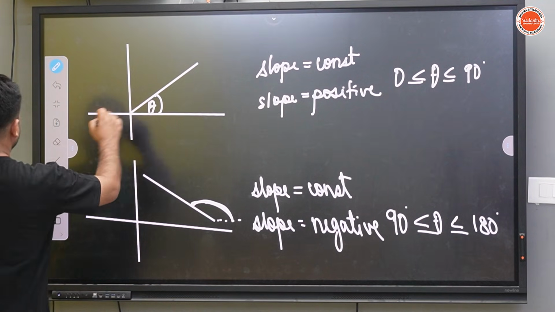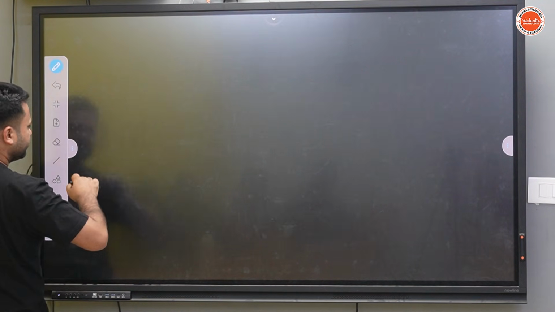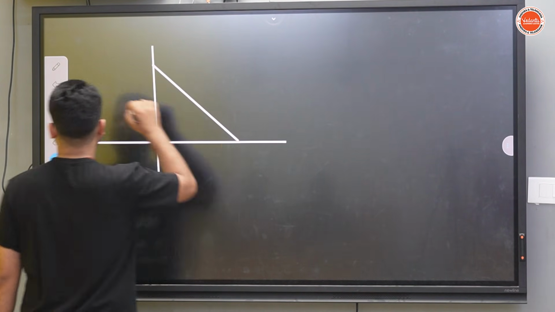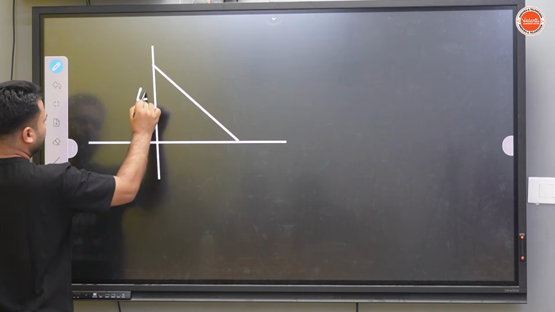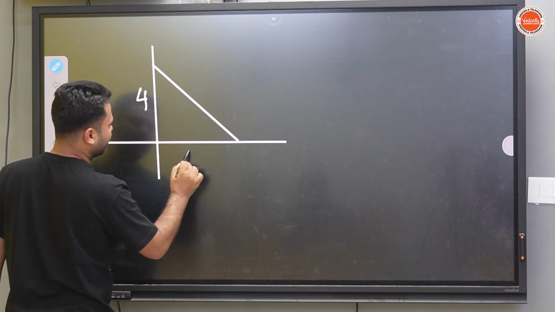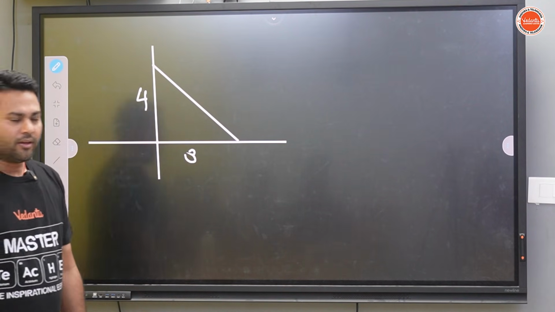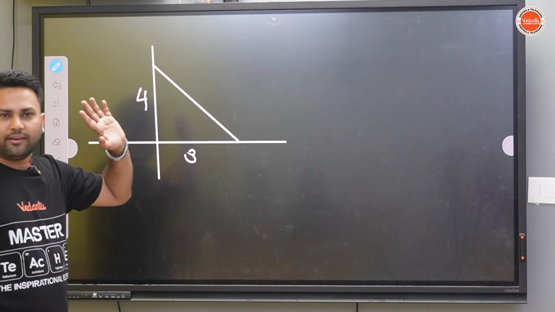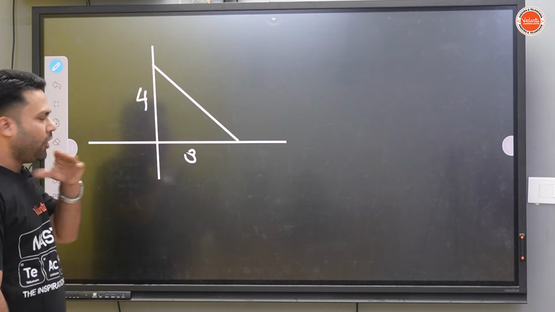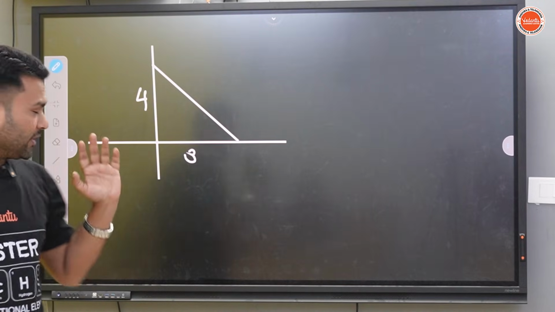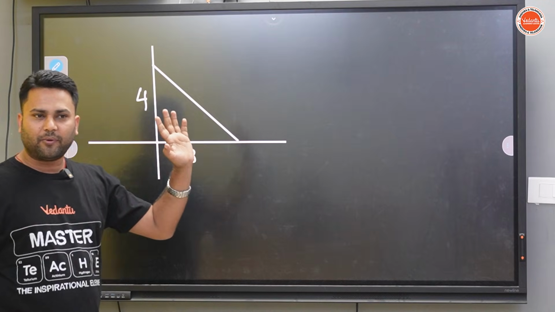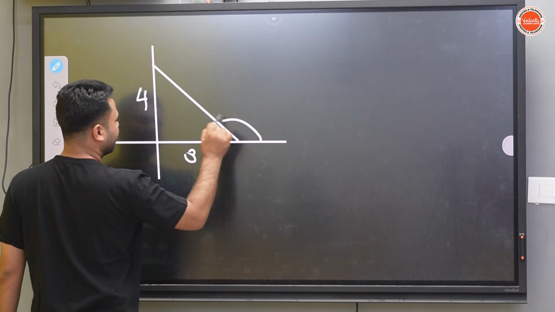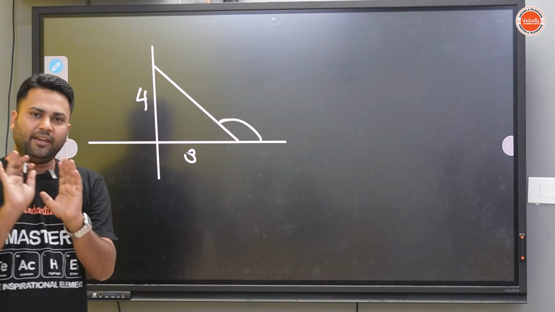Now suppose a question comes like this, that this length is suppose 4, from here to here this length is 4, from here to here this length is 3, and they ask what is the slope of this line, correct? So how to solve that, I am saying. One thing you know, that slope is negative, correct? Why? Because this angle, you can see, is greater than 90 degree. So the answer will be negative.